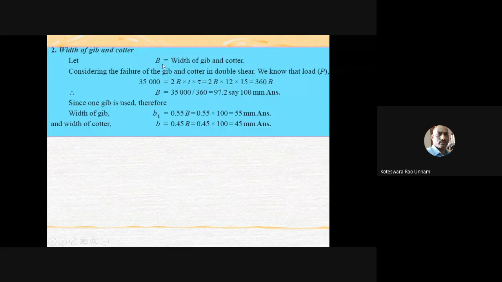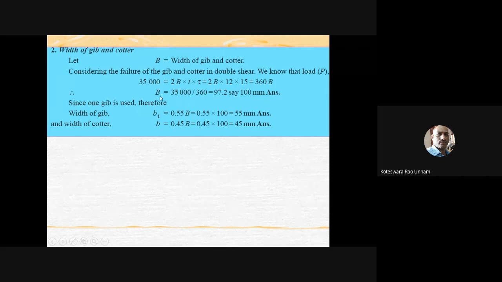Once you have done that, you need to find out the width of the jib and cotter combined. For that we need to consider the shear failure, and we know that they are in double shear. Therefore the area of shear is 2 into B into T, multiplied by the allowable stress, which gives you the shearing strength. You need to equate this to the applied load, that is 35,000. From that you will get the B value, which is going to be 97.2 mm. Let us say it is rounded up to 100 mm.